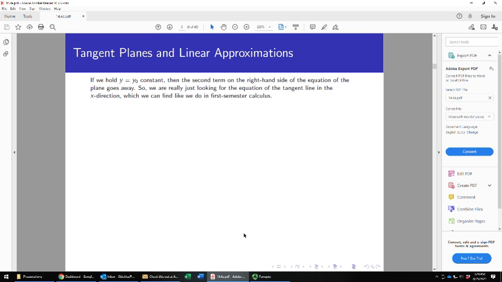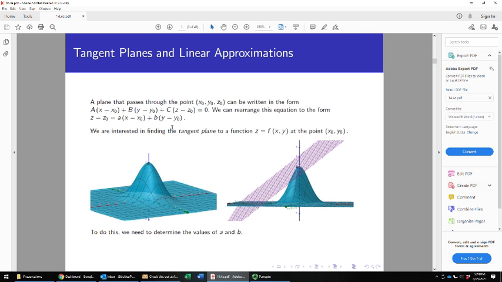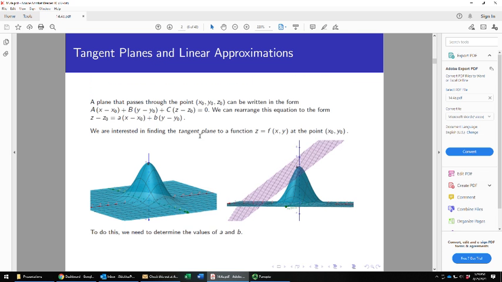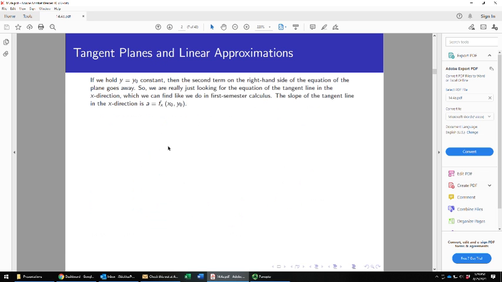Alright, so let's see what we have to do that. So first, let's say we hold y equal to y naught constant. So we're looking at, in this case, say along this green line here, holding y constant. What goes on? Well, if we hold y equal to y naught, then this term goes away. So really we're just looking for an equation of a tangent line, just like what we did before in Calc 1.